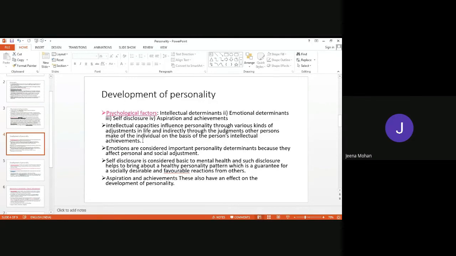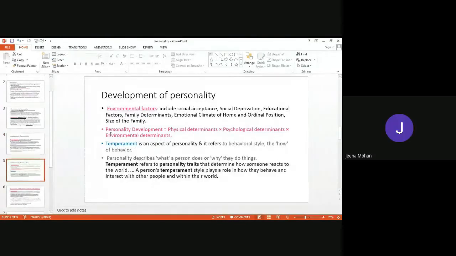So when we talk about the psychological factors: intellectual determinants, emotional determinants, self-disclosure, aspirations and achievement. These are the four categories mentioned in your study material. So these are the various factors which affect the development of personality. Then when we talk about the environmental factors, they include social acceptance, social deprivation, educational factors, family determinants, then the emotional climate of home. And earlier I mentioned the ordinal position, then size of the family. All these things are very simple. You just go through the study materials. I'm not explaining it in detail. So overall, we can say that personality development depends on physical determinants, psychological determinants and environmental determinants. It is a combination, or we can say that all these factors affect the development of personality.